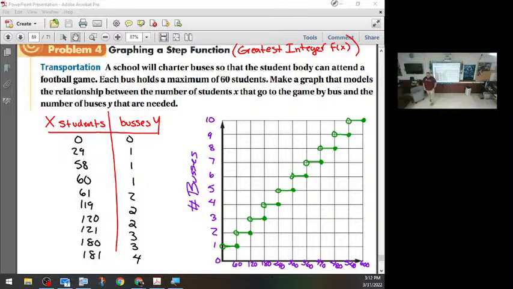And if I were to ask you the question now, in grades 10 through 12, I have 538 students. How many buses do I need? I'd go, 538 is right below this, 9. I have 541 students. How many buses do I need? Now I need 10. Okay?